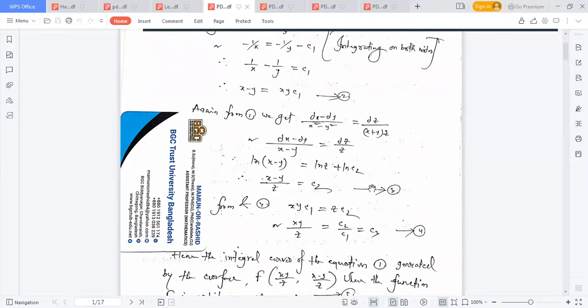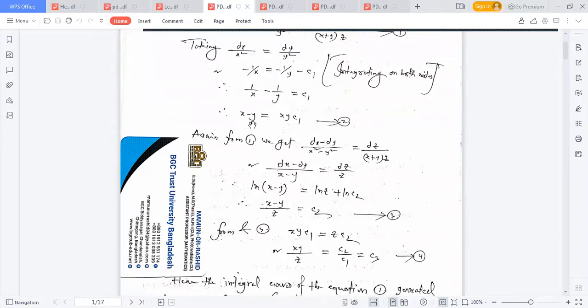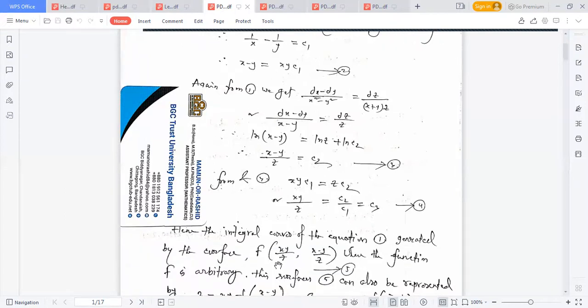So from equation 2, xy c1 equals to x minus y, because x minus y equals to xy c1. Just putting here xy c1, we get xy c1 equals to z c2. So xy divided by z equals to c2 divided by c1. This is another constant, c3. Hence the integral curves of equation 1 are generated by the surface f of first constant and second constant. First constant what?